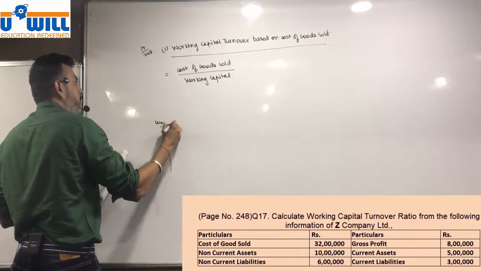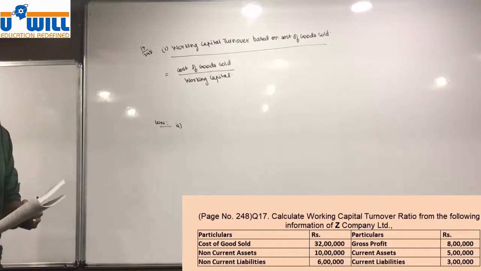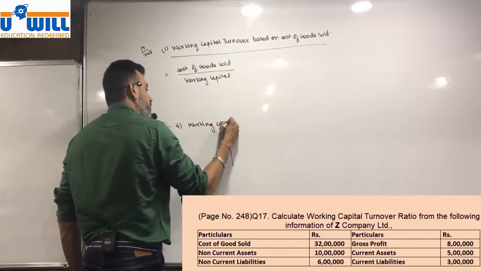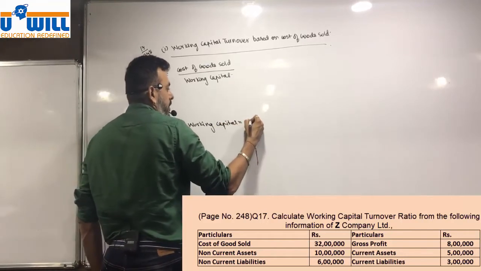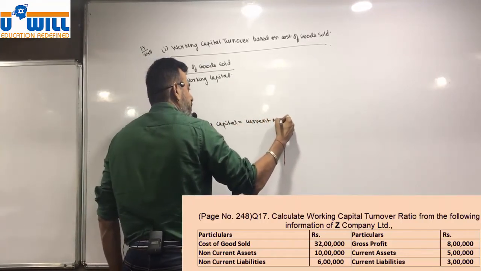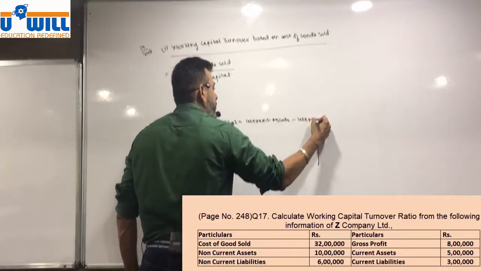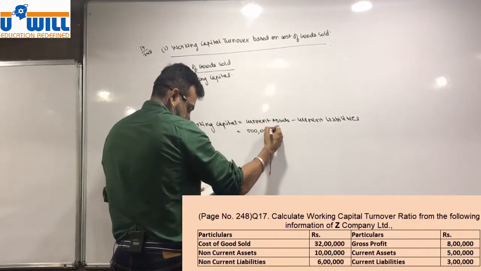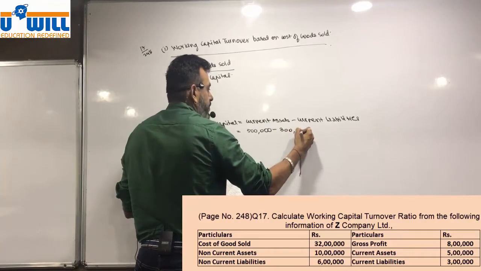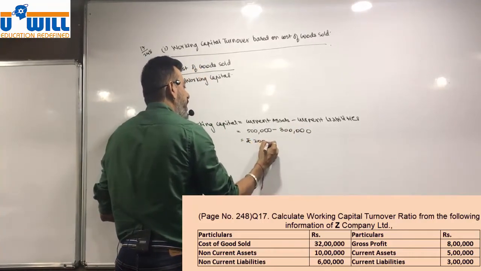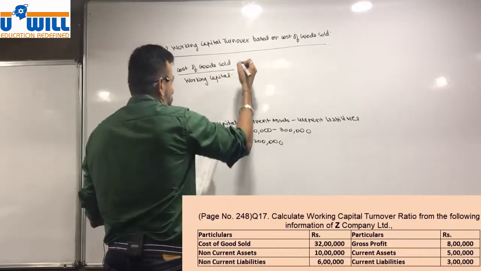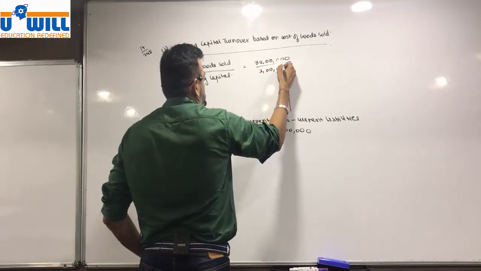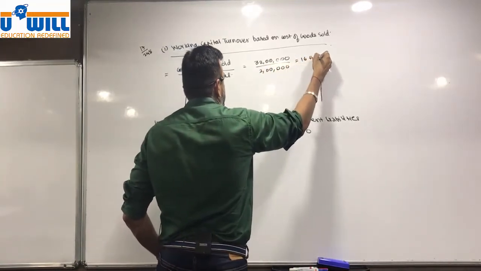Working note. Now cost of goods sold is already given. We have to find out working capital. Working capital is equal to current asset minus current liabilities, which is equal to 5 lakh minus 3 lakh is equal to rupees 2 lakh. Cost of goods sold 32 lakh upon 2 lakh is equal to 16 times.